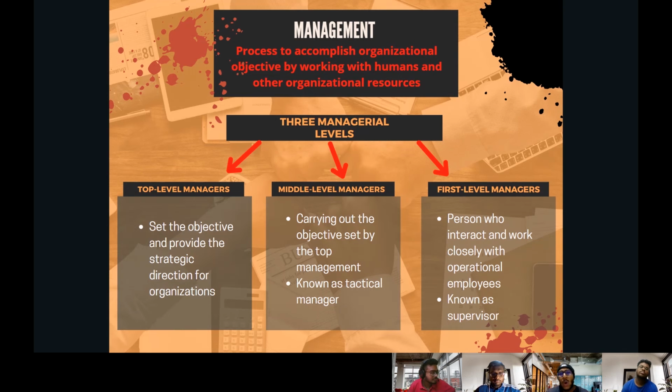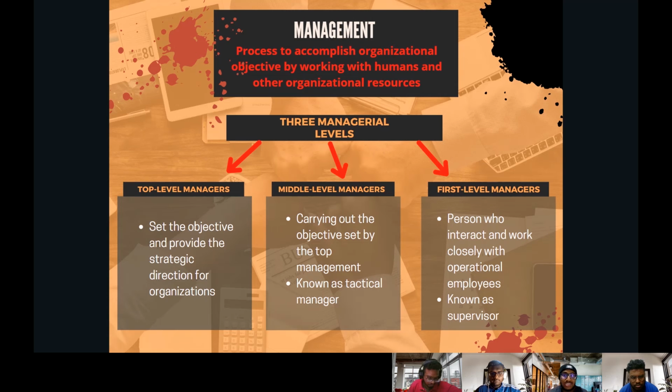Okay. What are the top level managers and how do they differ from middle level and first level? So top level managers are those who set the objectives and provide the strategic direction for an organization. So they decide the aim. How does the organization go with the direction?